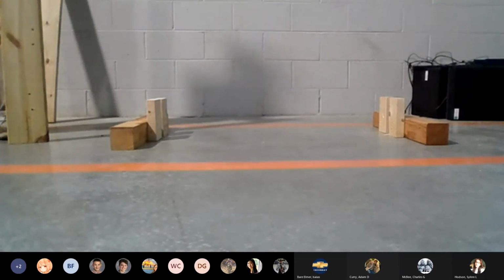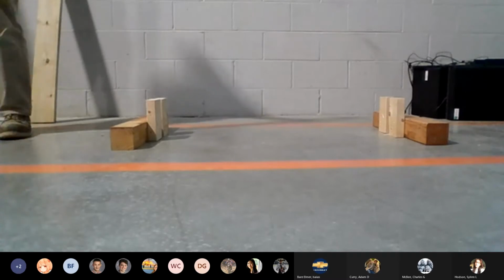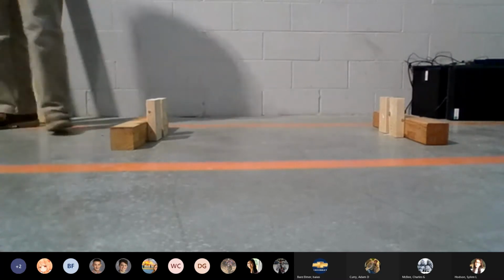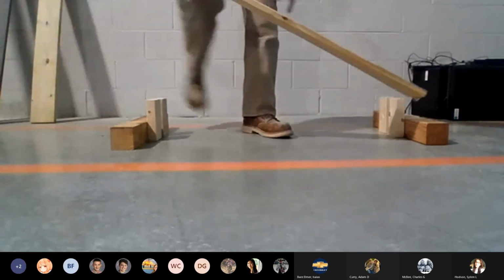The engineered wood. No? How about the regular old plain old tree wood? Okay, a few votes for that. A few people not sure. That's all right. We'll test it. Let's try this one first. Okay, we're going to put this on here.